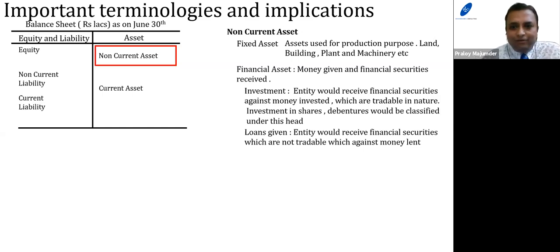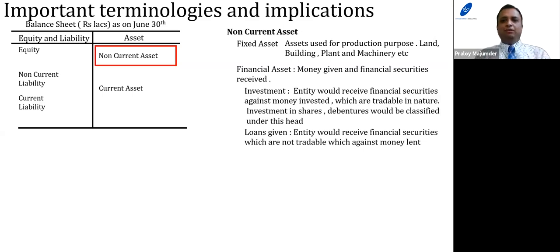Now loans given: when an entity is receiving a financial security which is not tradable, that is booked under loan. Try to understand that. If I give 20 crores, in one scenario I am getting a share, so I will book under the head investment. In another scenario, I am getting a loan agreement which cannot be traded in the market. So in that case, I will book it under loans and advances.